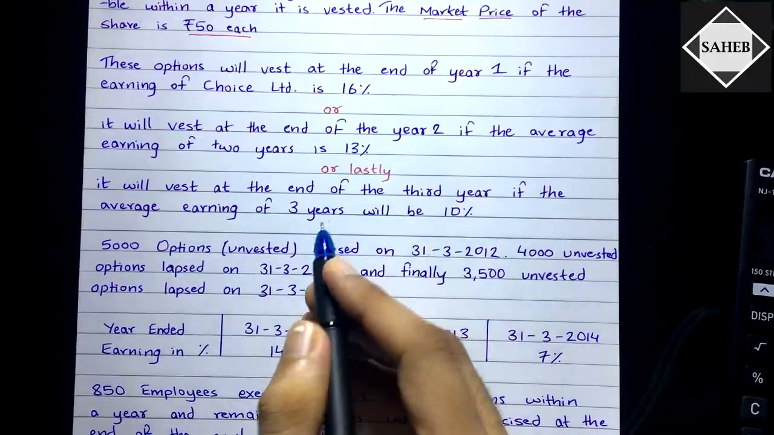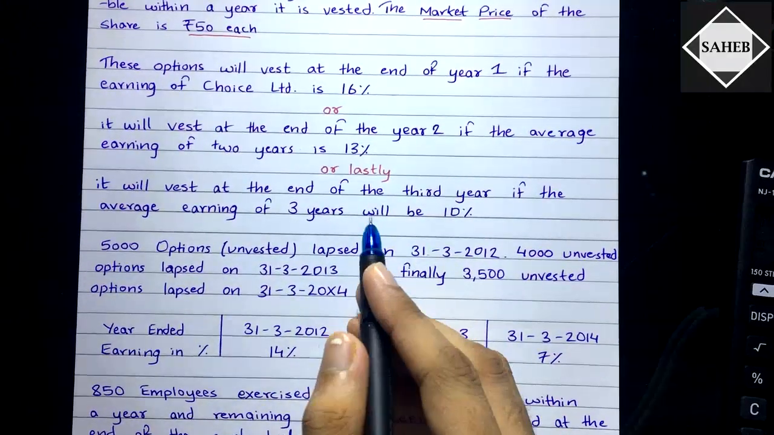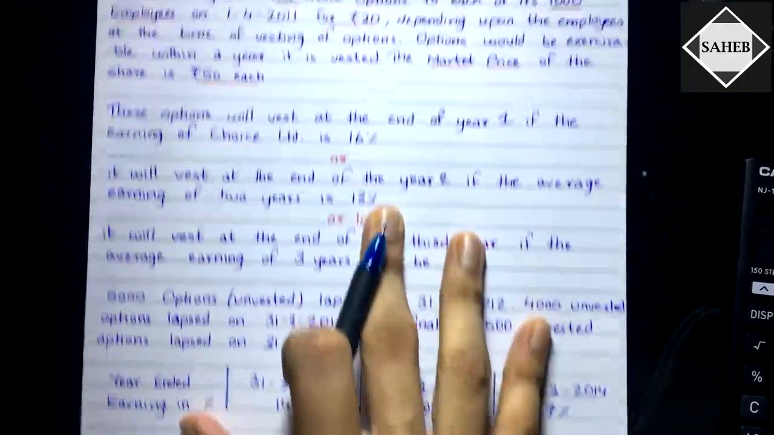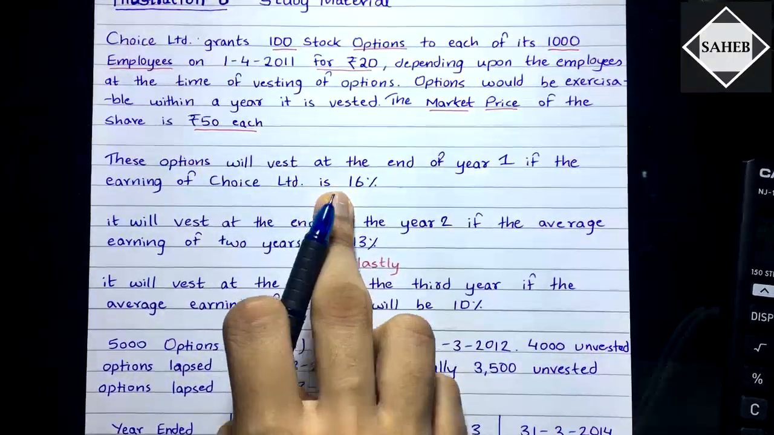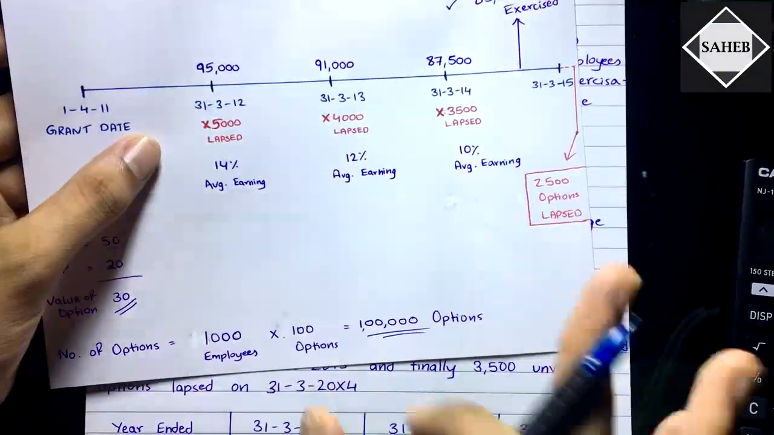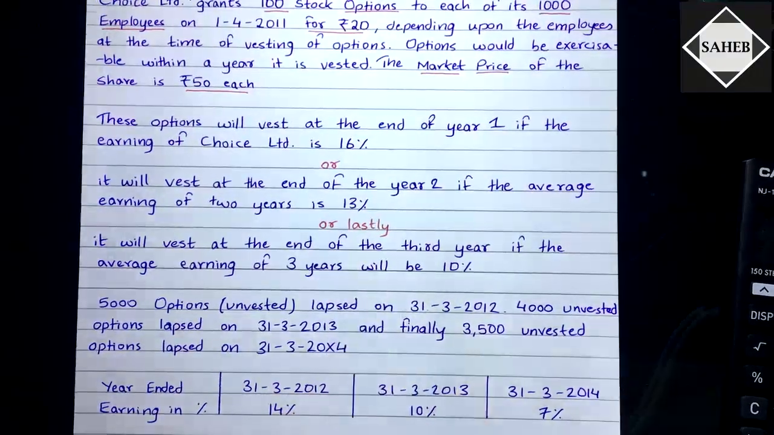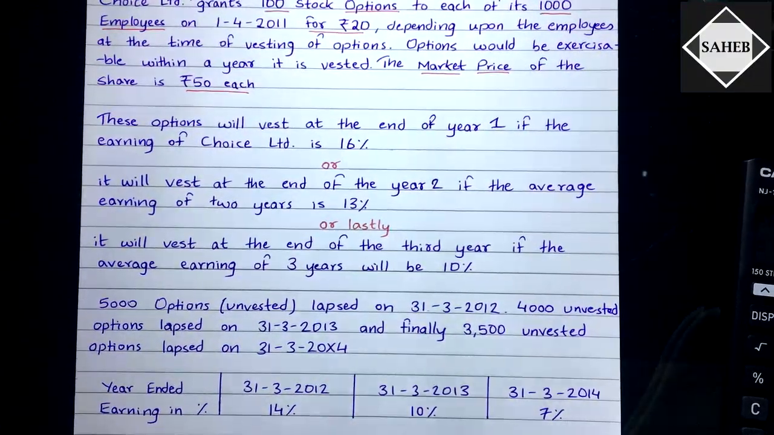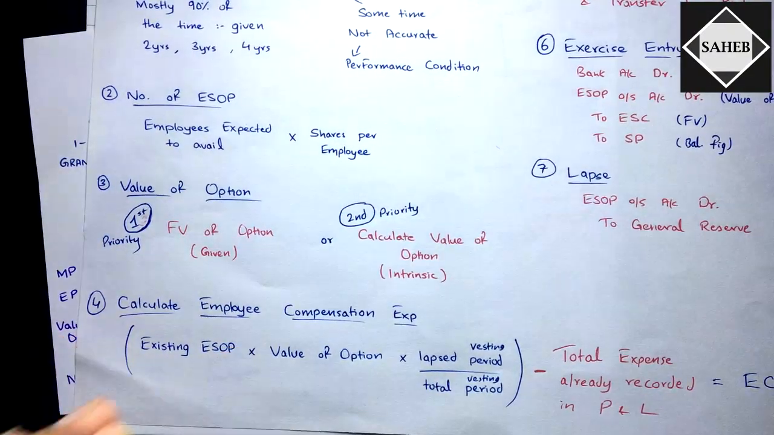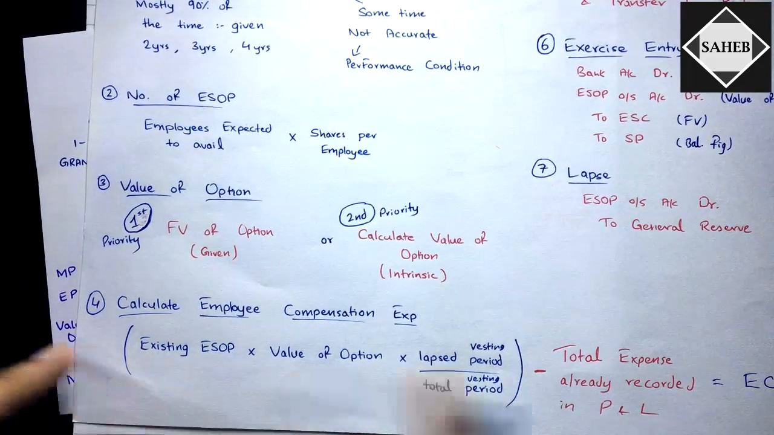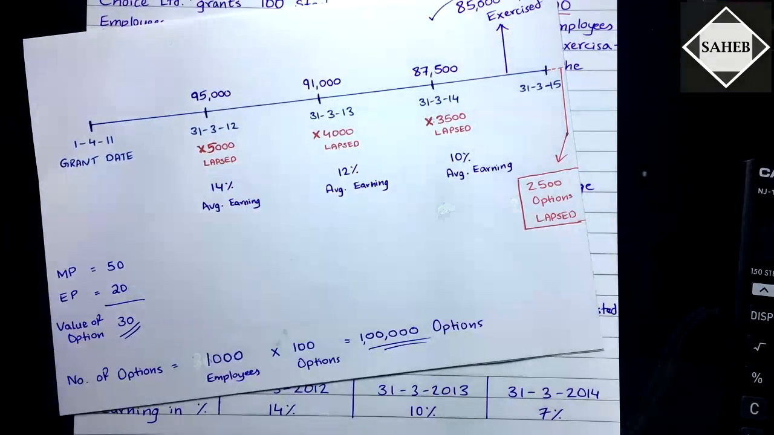Here we can see that the target has been achieved in the 3rd year only, right? Because here see, the average earning of 2 years is 13%, here it is 12%, not achieved. Here also not achieved, right? 16%, it's 14%, not achieved. In the 3rd year it has been achieved. So we'll get the clarity over here. But in the calculation of employee compensation expense, you have to think you are at the end of year 1, you don't know the future. Like that you have to think and you have to do this calculation. Yeah, we'll see that while solving the problem. Don't worry.